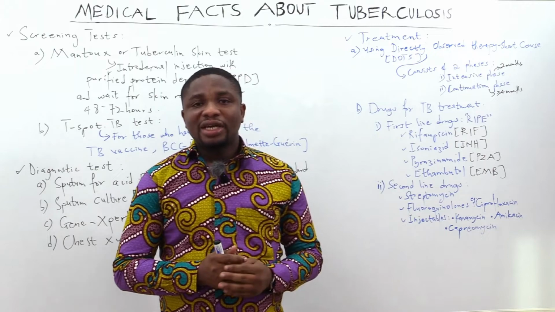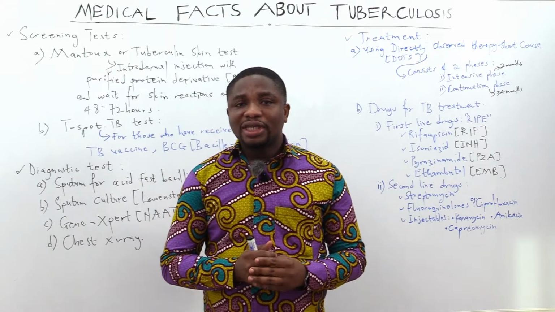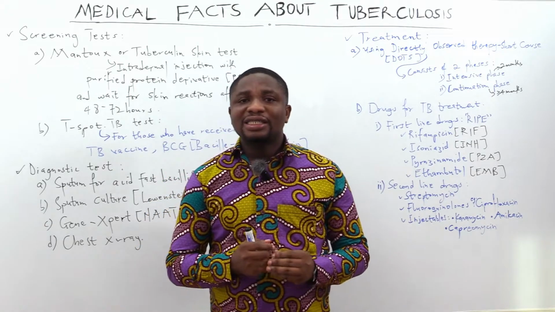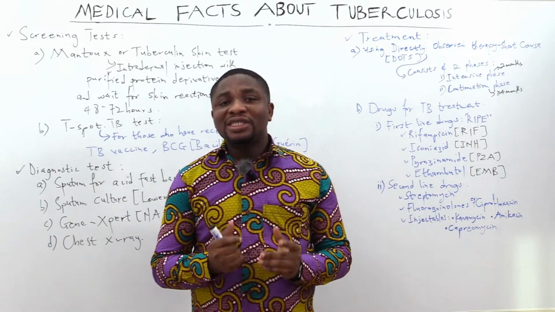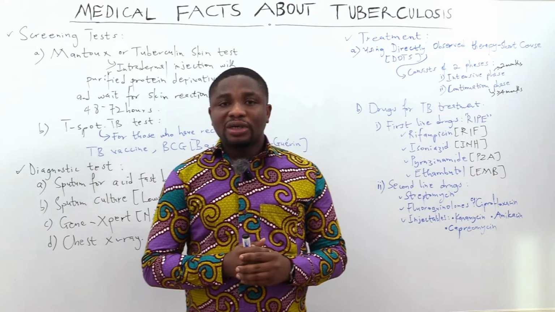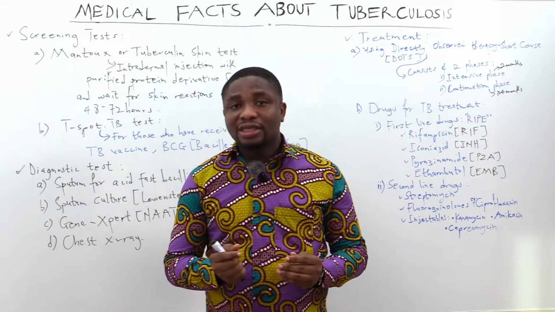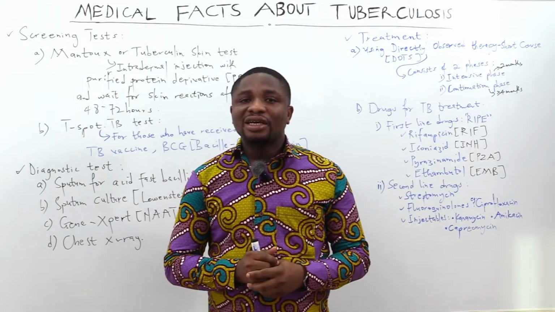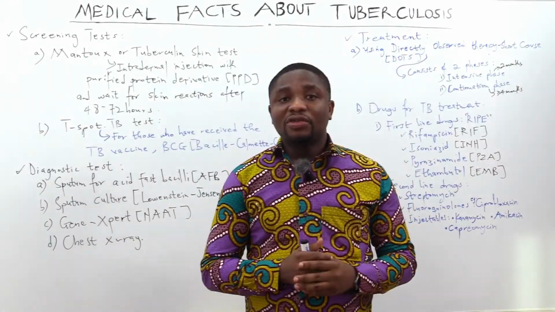Then the other screening test, we call it the T-SPOT TB test. This particular one uses blood and is indicated for those who have received the tuberculosis vaccine, that is the Bacillus Calmette-Guérin, BCG, usually given at birth, on day 0 of birth.